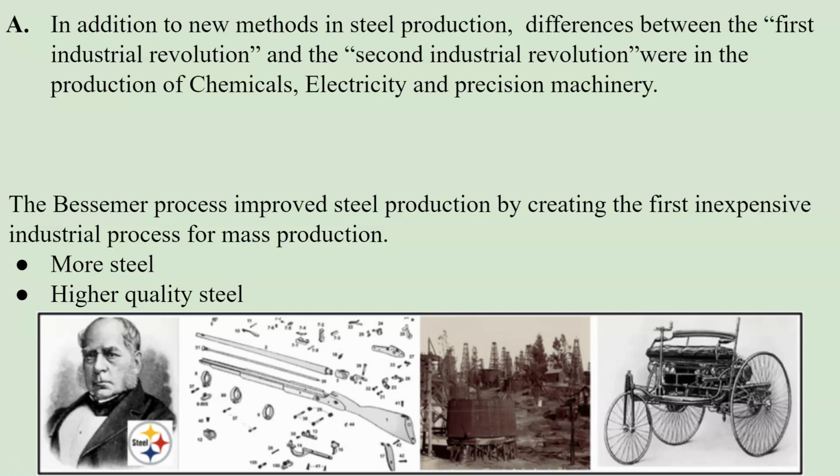The steel process itself is improved during this process by what's called the Bessemer process. Okay, and it improves it by first creating the first inexpensive process for mass production of steel. So not only could you produce more steel, that steel is of higher quality also.